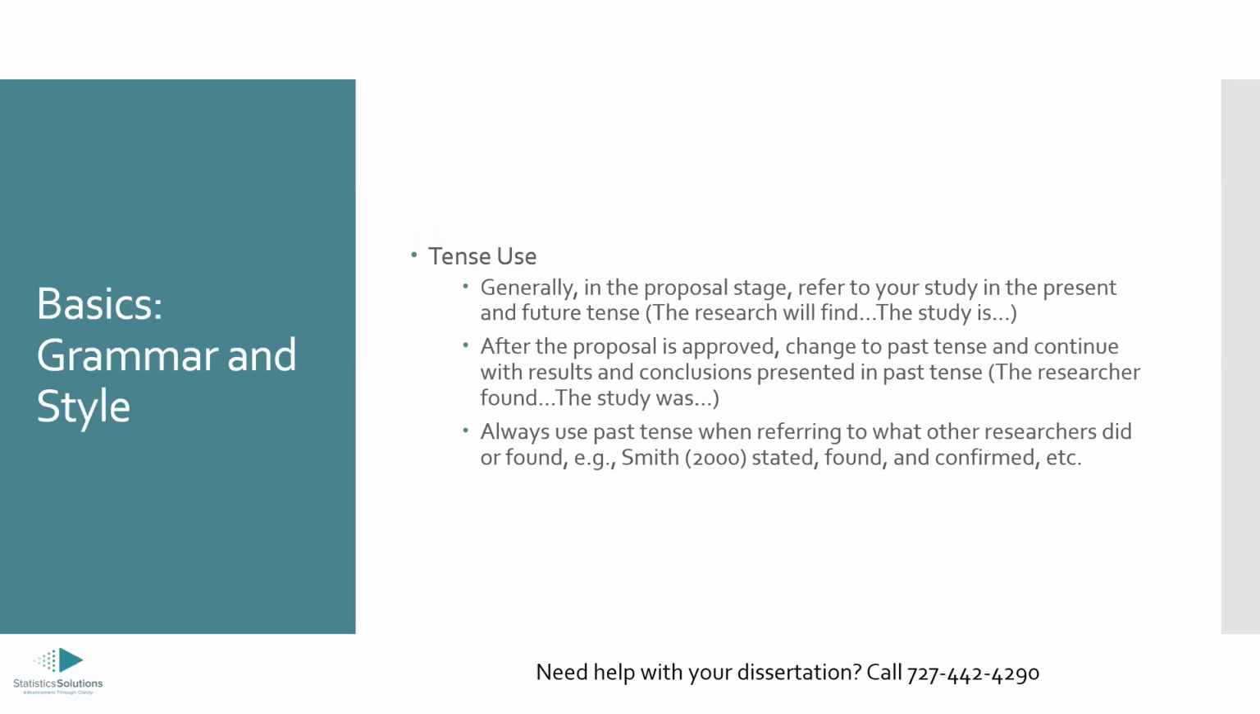So the next thing that is really important in APA writing is tense. Certain tenses are used at different times, and some are appropriate in some situations and others in other situations. Generally, in the proposal stage, you're going to be writing your paper in the present or the future tense. This is to denote that you have not conducted the study yet, but you are planning to in the future.